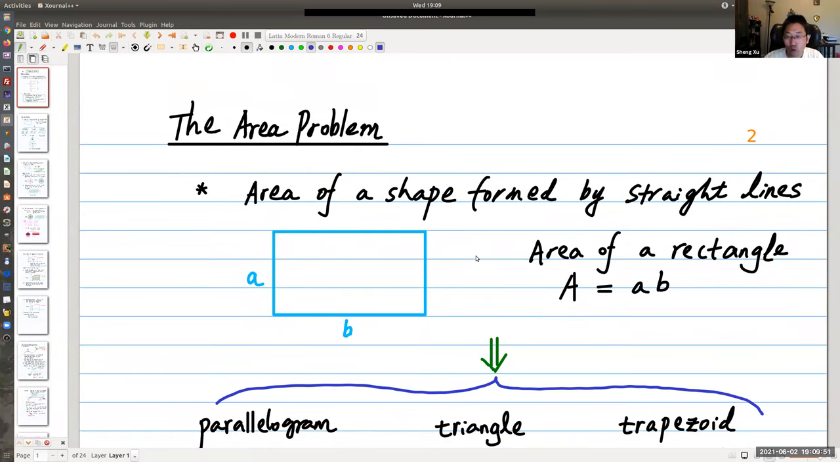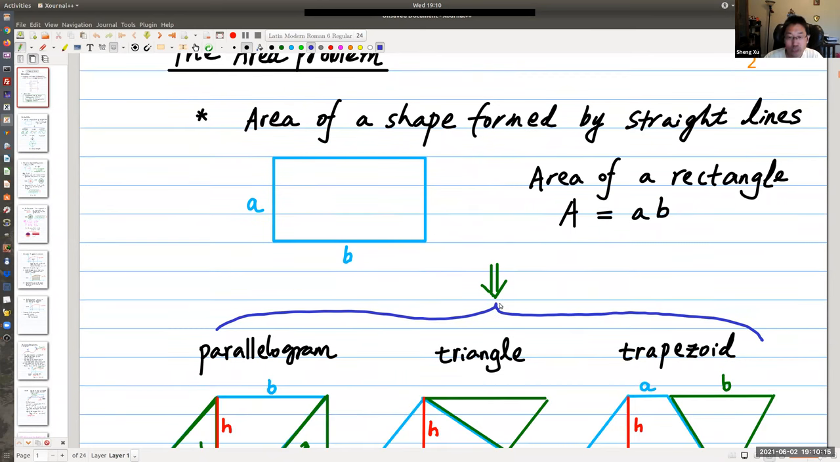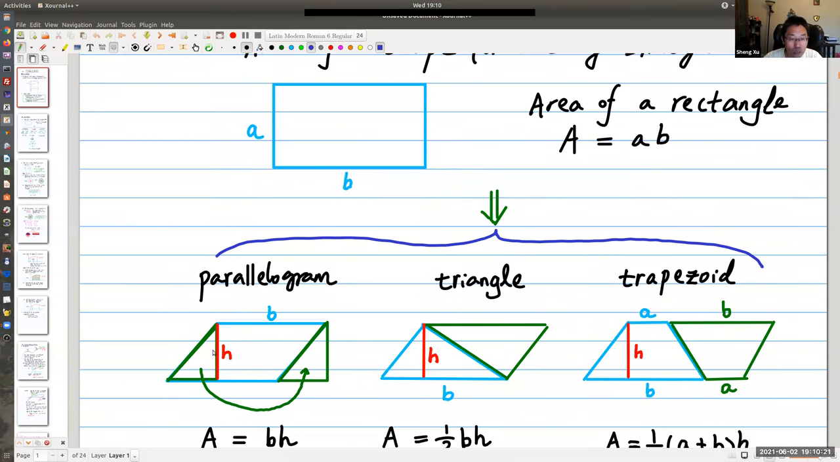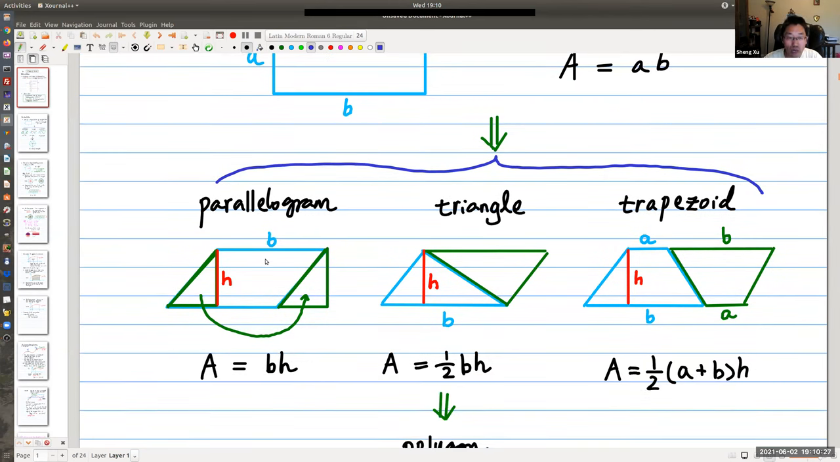We all know the area of a rectangle with two side lengths A and B is given as A times B, right? Using this definition of the area for a rectangle, we can easily find the area of a shape formed by straight lines. For example, suppose I have a parallelogram and you can just cut one corner and put it to another side, then you can derive the area formula for a parallelogram, which is base length times the height, right?